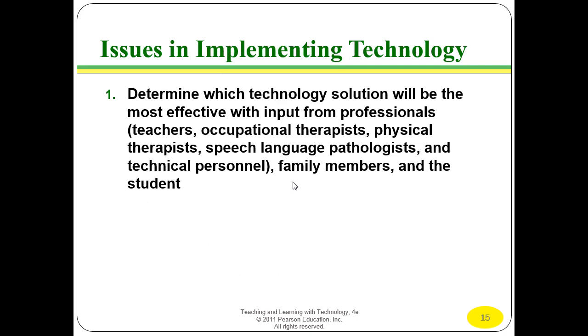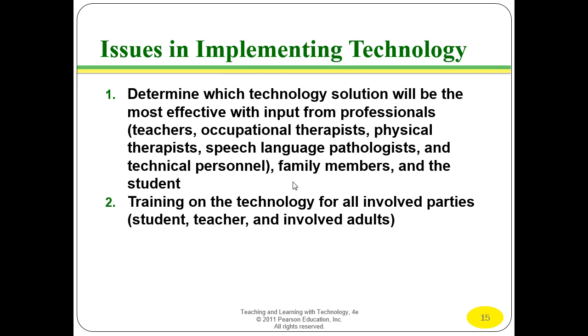Now, what are some issues that we have to deal with in implementing this kind of technology? Well, first of all, we have to determine which technology solution will be the most effective. To do that, we need some input from professionals like us, occupational therapists, physical therapists, speech language pathologists, technical personnel, family members, and the student, him or herself. So we have to find out what would be the right thing to use, and then train everybody so that they're clear on what the technology can do and how the student's going to be able to utilize it.